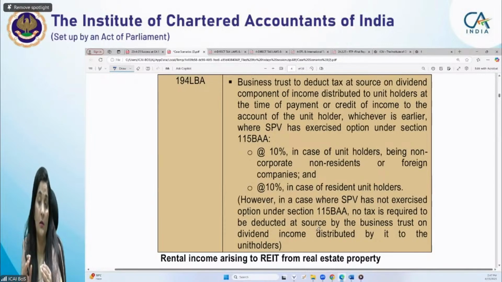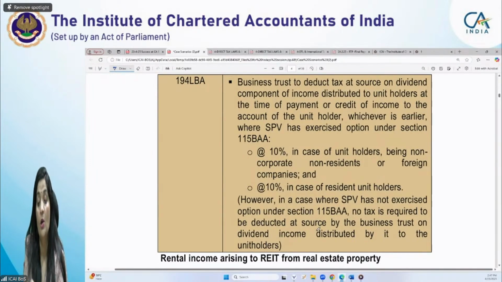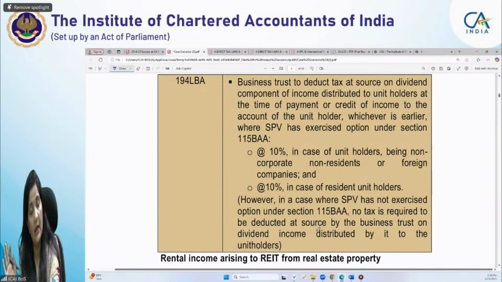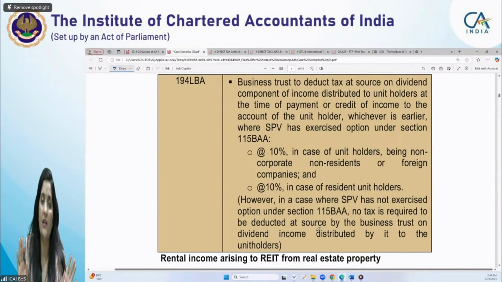So the government doesn't want to provide such huge benefits. What they are saying is, if you are paying tax under 115BAA, where there is a very huge lower, concession rate of 15%, then if the SPV is paying under section 115BAA, it would be taxable. If it has not exercised the option and is paying tax at normal rates, then there is no TDS to be deducted, because it would not be taxable in the hands of unit holders.